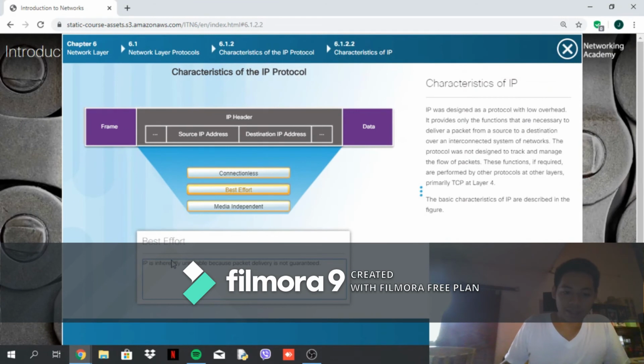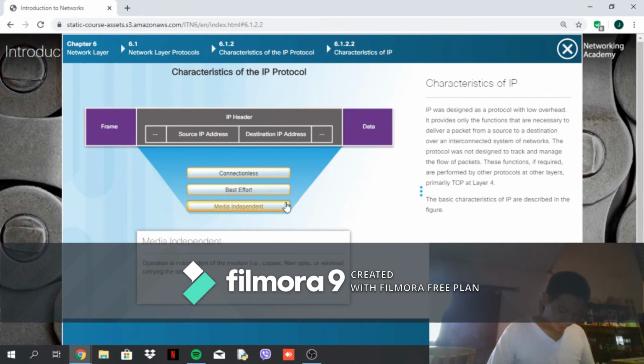It's written here: IP is inherently unreliable because packet delivery is not guaranteed. That's what I earlier explained. It is what they can only give to you. All right, that is the best effort. Next, the media independent. It can travel over different types of media like copper wires, fiber optics.